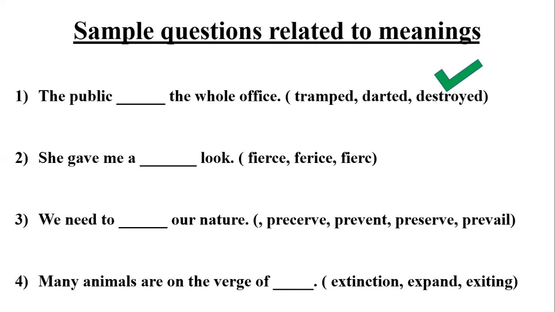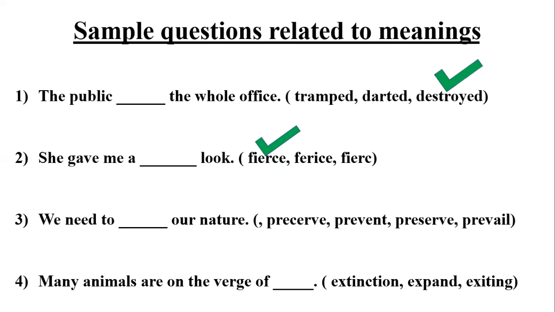Next one. She gave me a dash look. Fierce look. I told you, right? You need to be thorough with the spellings. Here FIERC is mentioned, FERICE is mentioned, FIERC is mentioned. So only if you're thorough with the spellings, you'll be able to. You might be knowing she gave me a fierce look. Fierce is the correct answer, but how will you know the spelling if you're not thorough with it? Okay, so which is the correct answer here? Fierce, FIERC. Most of the students will make mistakes in this, so be careful.